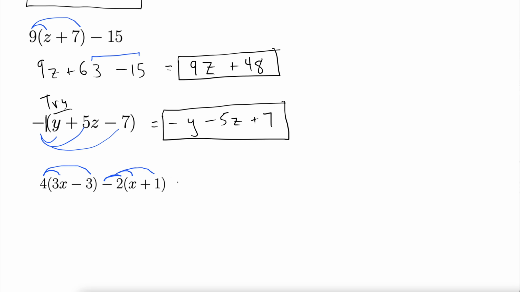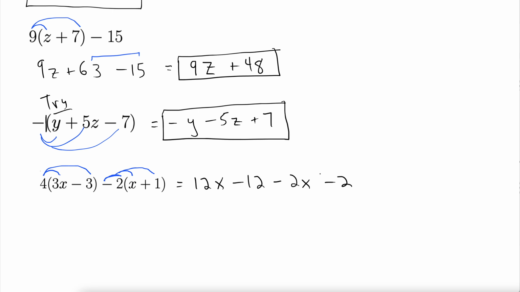Let's see what we get. 4 times 3 is 12, so we have 12x. 4 times negative 3 is minus 12. All right, that takes care of that. Now let's do this negative 2. Negative 2 times x is negative 2x. And negative 2 times 1 is negative 2.